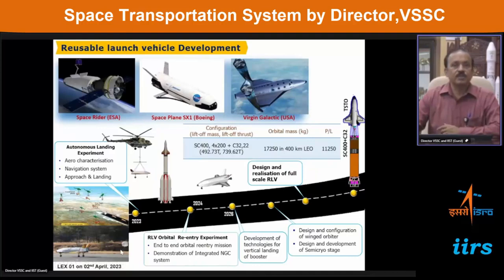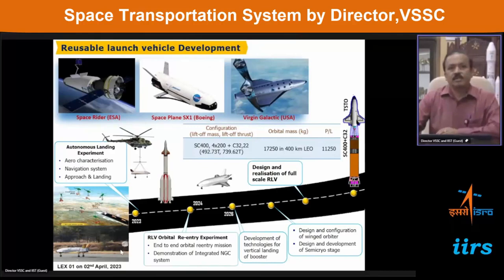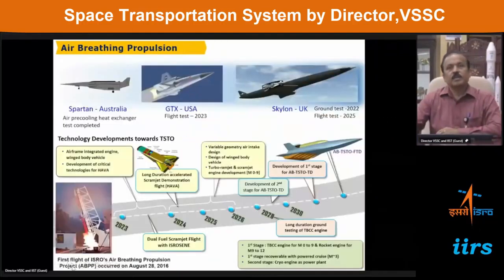In future, if we can configure the lower stage with wings, we can even think of bringing that stage back after its function and then landing it on a runway. So these are all possible. But right now, what we are doing is just a technology demonstration, as shown here, where it will be taken to space and then brought back after a few weeks.